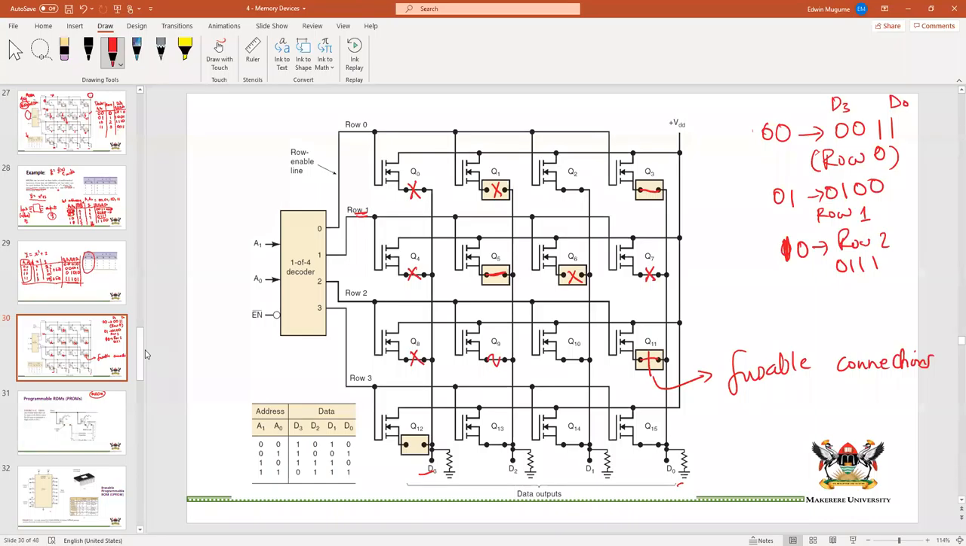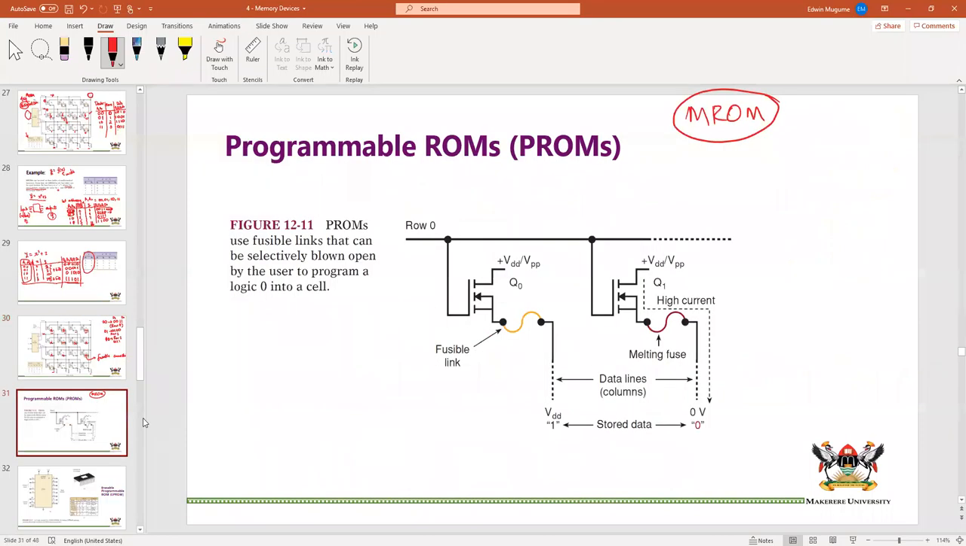This one, they create the whole template and they leave fusible links at every node. So all these would be fusible links. And what you do is, once you do your program, you reach your lab, you choose which one to blow and which one not to blow. If you choose to blow this one, it will always store binary zero. If you choose to leave this one, it will always store binary one.